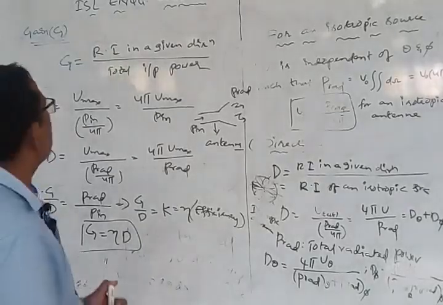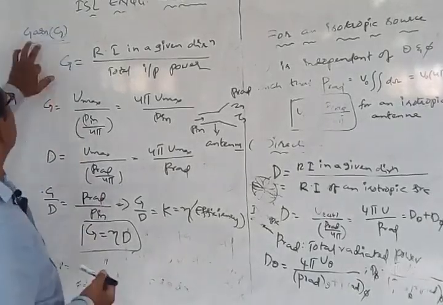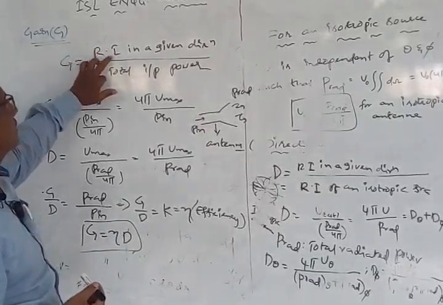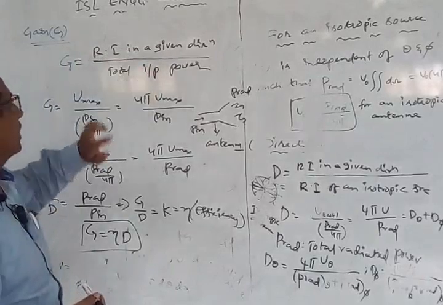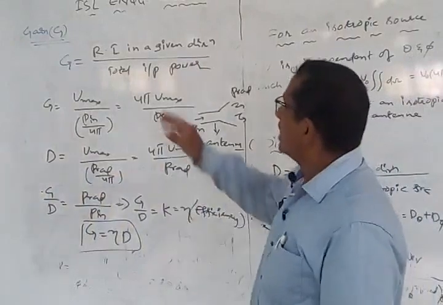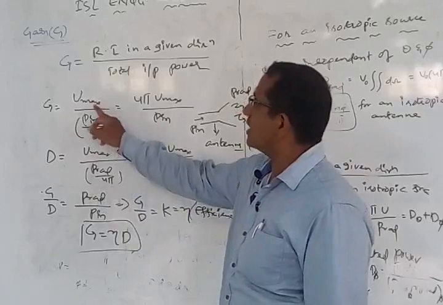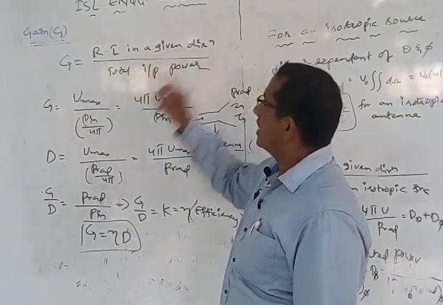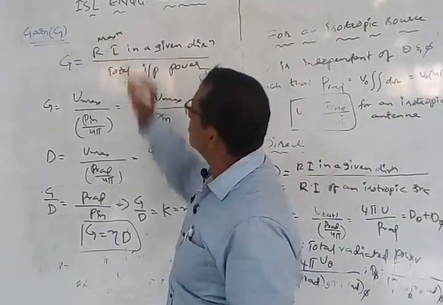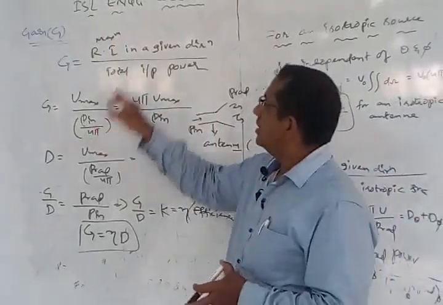Now finally, we go with the gain of the transmitting antenna. What is the gain of the antenna? It is the ratio of the radiation intensity in a given direction to the total input power. I can write this as G is equal to U max by P in by 4 pi. What is U max? The maximum radiation intensity in a given direction is known as U max. So the maximum radiation intensity in a given direction, U max, divided by the total input power.